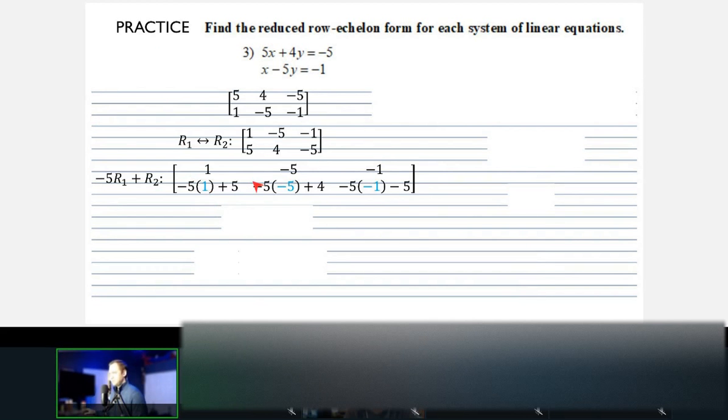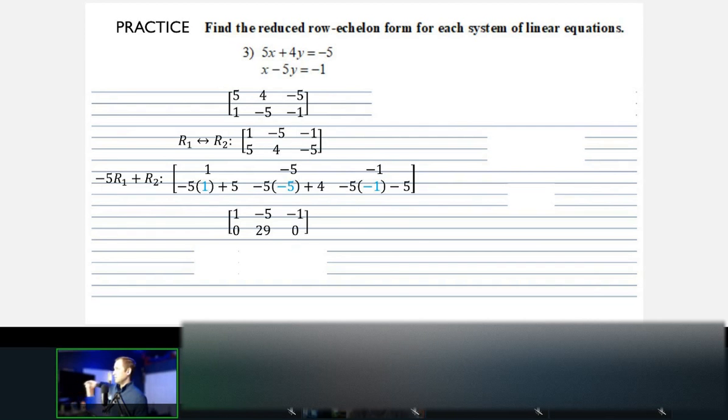All right. So once you do the math, class, what is our row number 2? Once we simplify that, what do we get? What are those 3 elements? 0, 29, and 0. Yeah. All right. How are we doing so far?